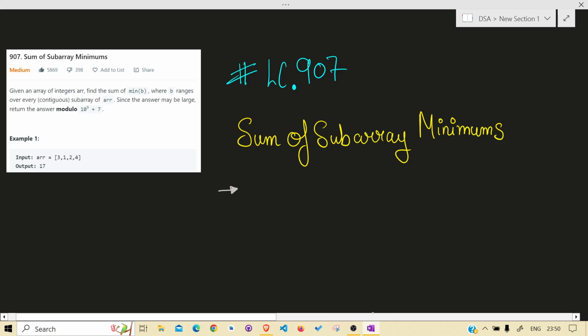solution. What is the problem asking? You just need to return the sum of the minimum of every subarray. What I really mean is, let's take a test case. For example, this is a subarray on its own. What is its minimum? 3. This is also one, every single element is a subarray.